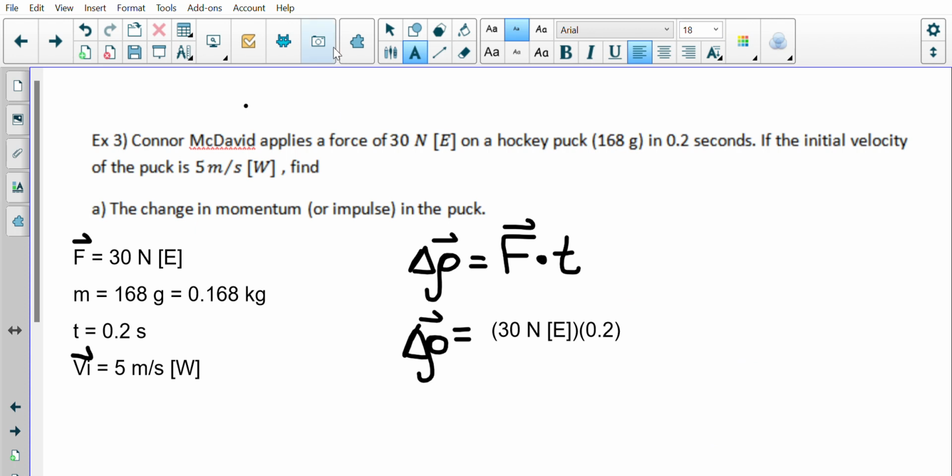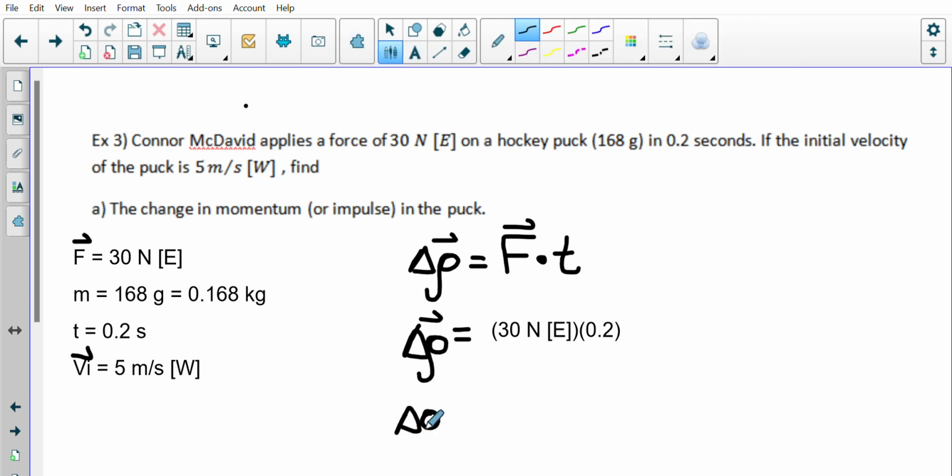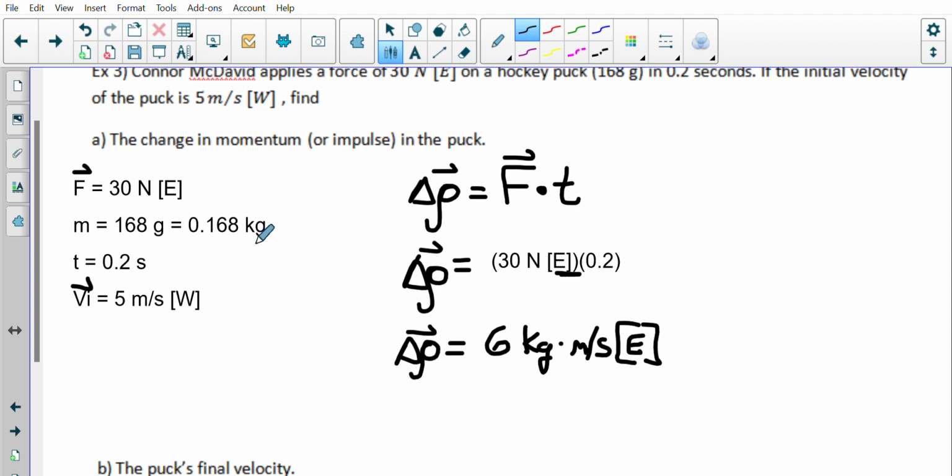Now if I multiply those two numbers, we end up with a change in momentum, the impulse, if you will. 30 times 0.2 is 6, and it should be 6 kilogram meter per second. Again, the units don't really make sense, but they are there. What we do really need, though, is our direction, which is east. And there we go, there's our change in momentum, our impulse. We're not done yet because we want to find out a little bit more about what happens here with Connor.